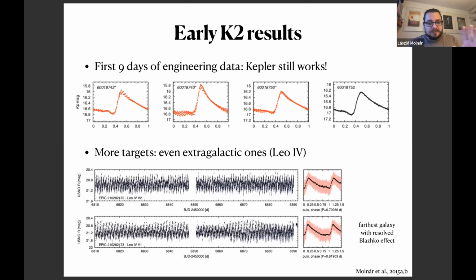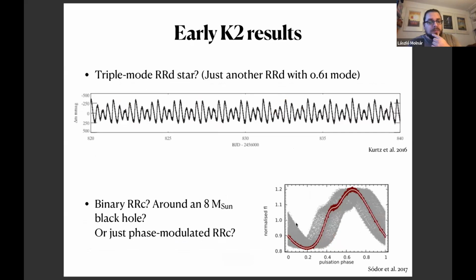I think that is one of the few stars beyond the Magellanic Clouds where we actually see the Blazhko effect happening in an RRab star. So that was a very neat little result. There were some more results. Don Kurtz published a paper about a triple mode RRd star. Now we know that it's not that unique actually. It's just an RRd star with one of these abundant additional modes in it.